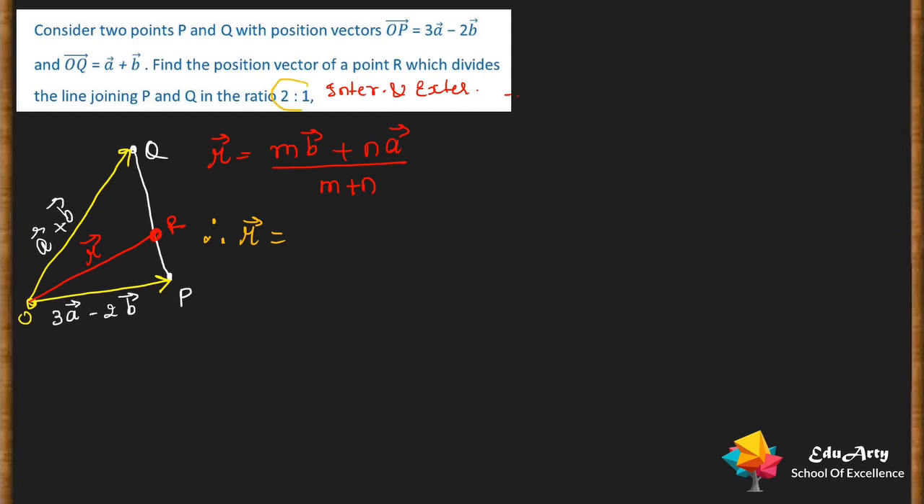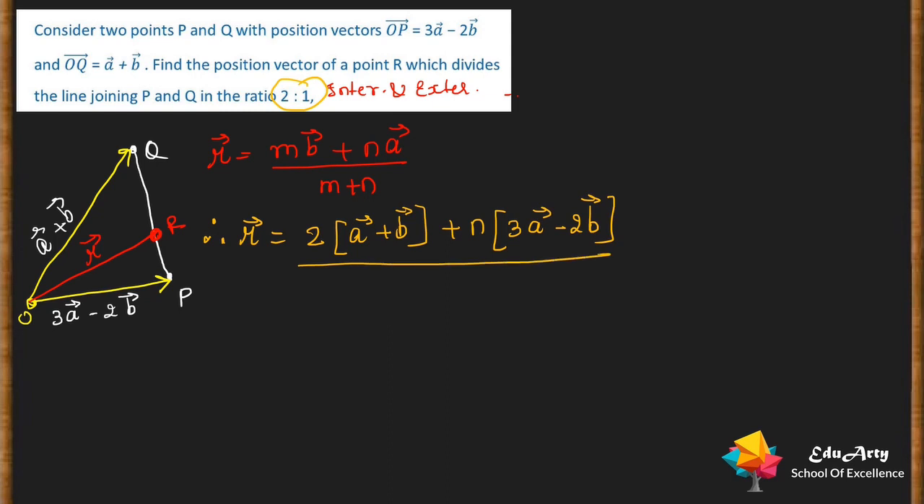Okay, so we can say that 2 into b vector. B vector is what? A vector plus b vector plus n into, what is that? A vector. A vector is 3A vector minus 2B vector divided by m plus n. n is equal to 1, sorry, n is equal to 1.